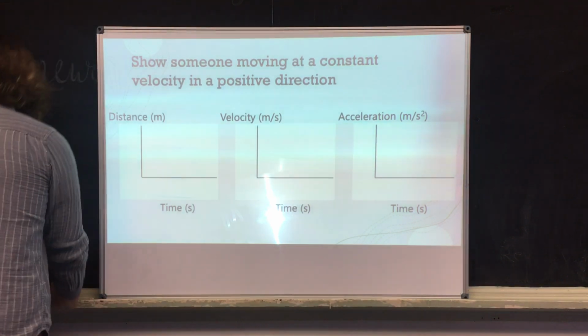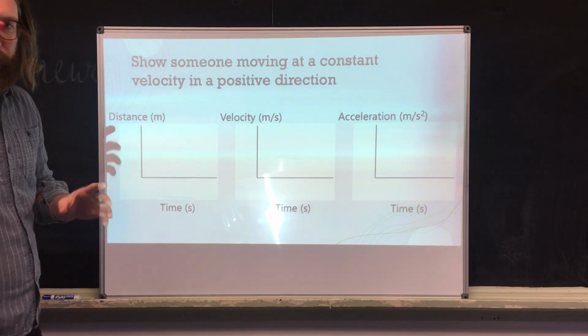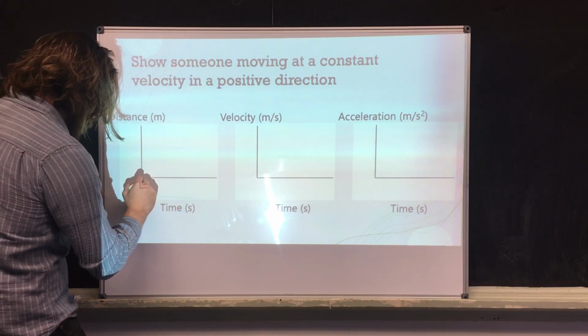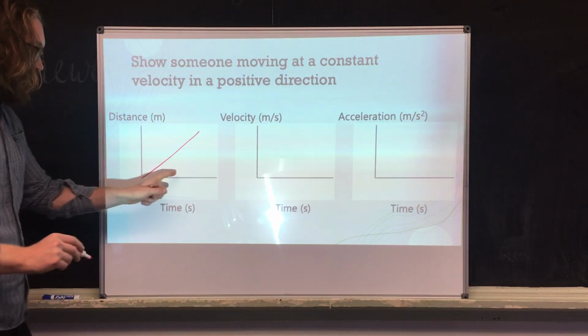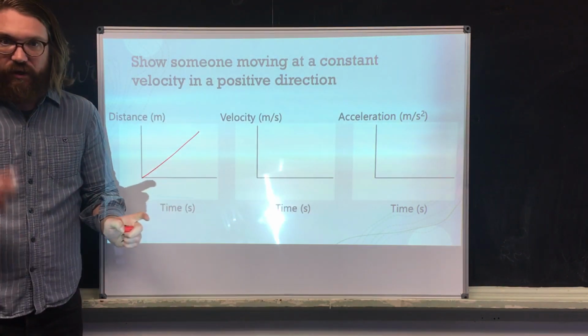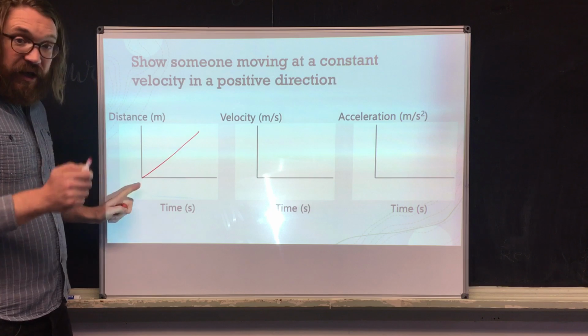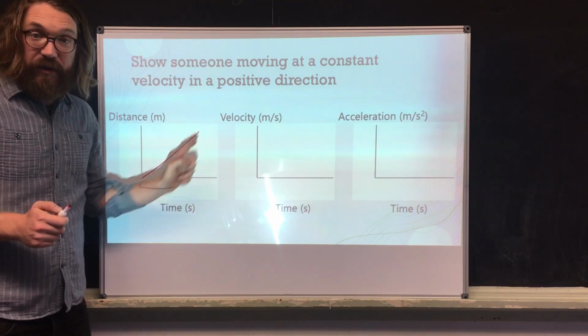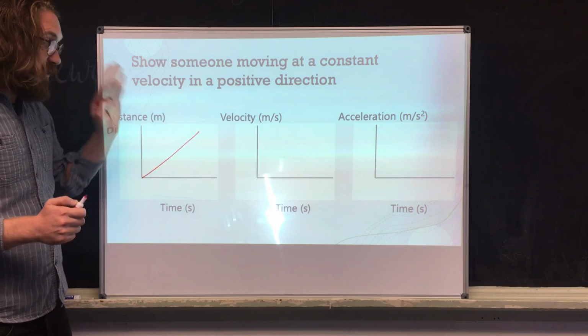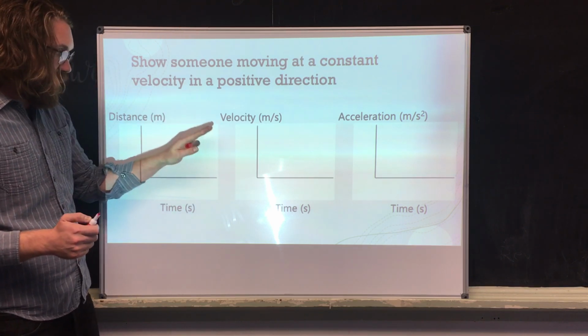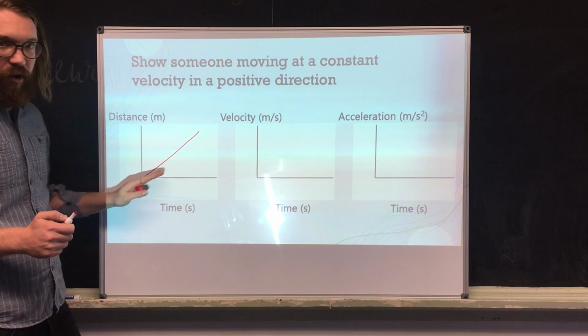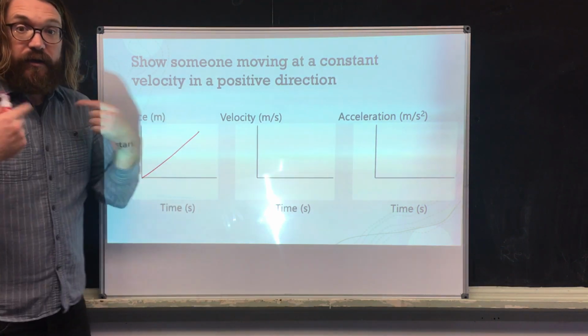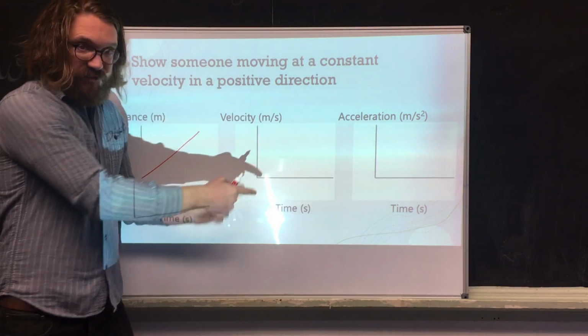I'm going to switch colors. This red's a little more bold. I'm going to use this red. So here is a constant velocity in the positive direction. Again, I know it's positive because my slope, or my line, is going up. That means I'm moving forward. And I know this is a constant velocity because the slope is the same everywhere on the line. Ready? Next move. Let's make our velocity graph.